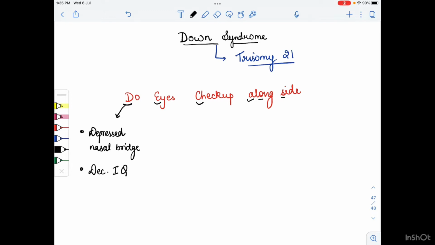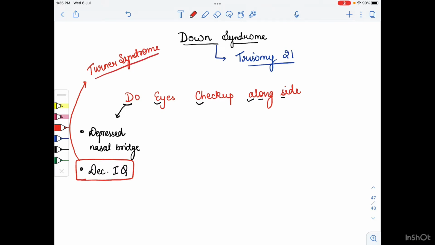IQ. From here I have one question: in all the syndromes there is decreased IQ level, decreased mental capacity, intellectual disability, except one syndrome in which there is no effect on IQ level, that is Turner syndrome. So please remember, in Turner syndrome IQ level will not decrease. In Turner syndrome IQ level is normal. So here itself is one question.